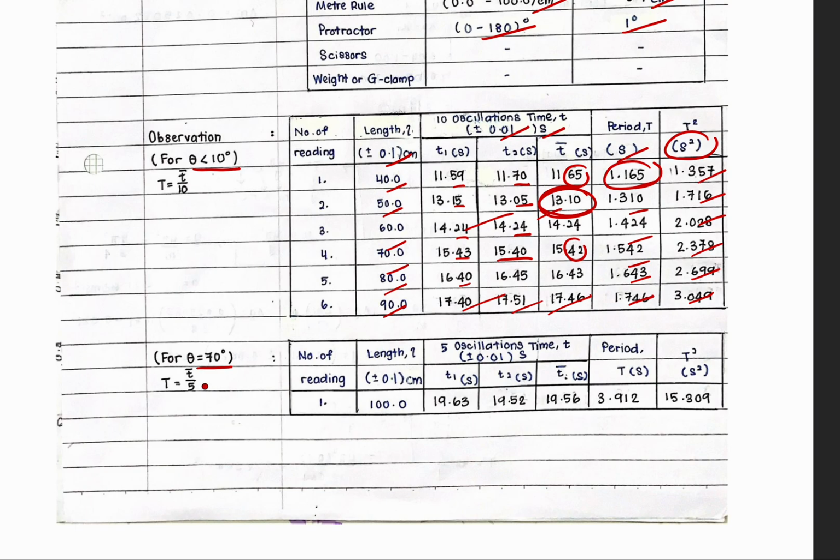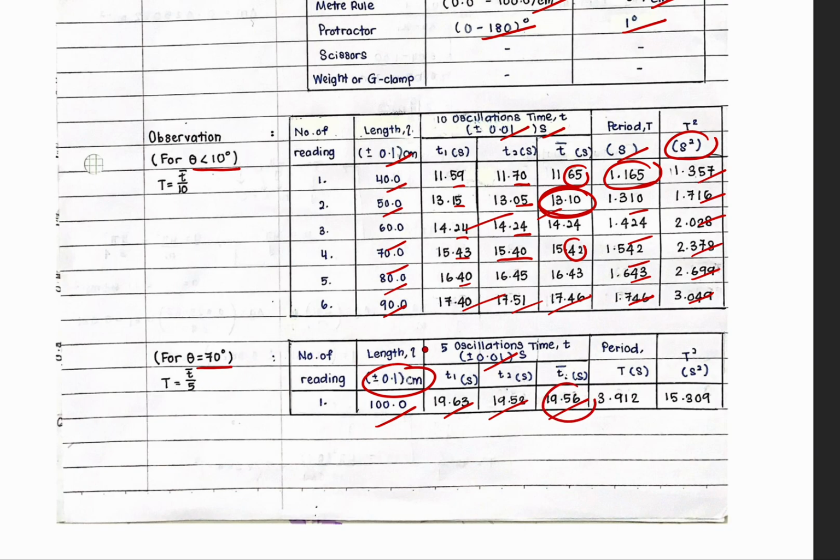Next for your observation, your theta equals to 70. Sama juga, cuma yang ini kita buat untuk satu length sahaja, which is 100 cm. So it must be 100.0, samalah length awak, uncertainty 0.1 cm. And then for your time, kita akan guna 2 decimal places and also your average pun 2 decimal places. And also your uncertainty is plus minus 0.01 second. So for period again, kita ambil yang ini dan kita bahagi 5.